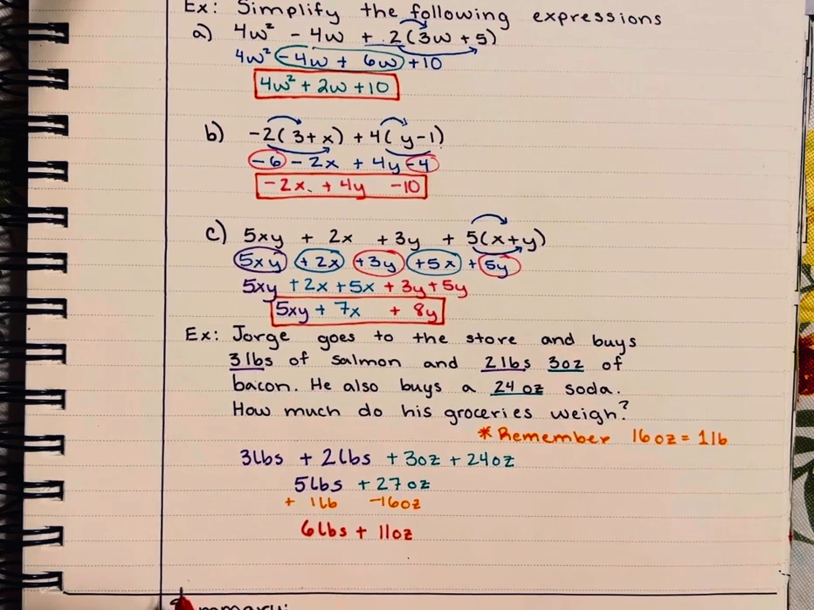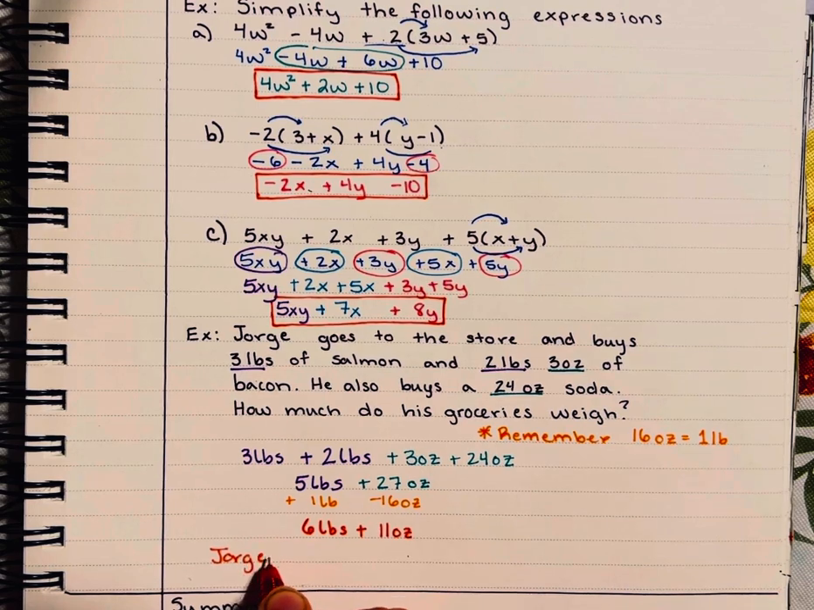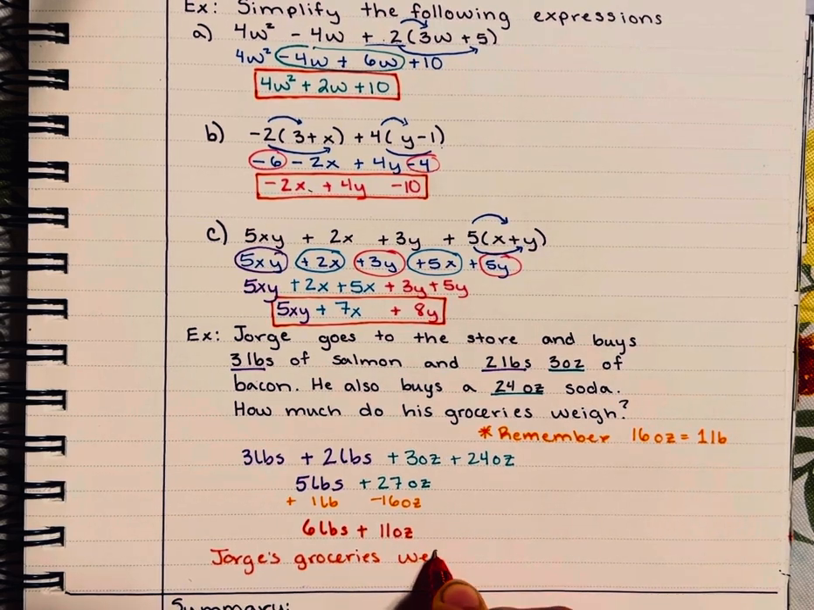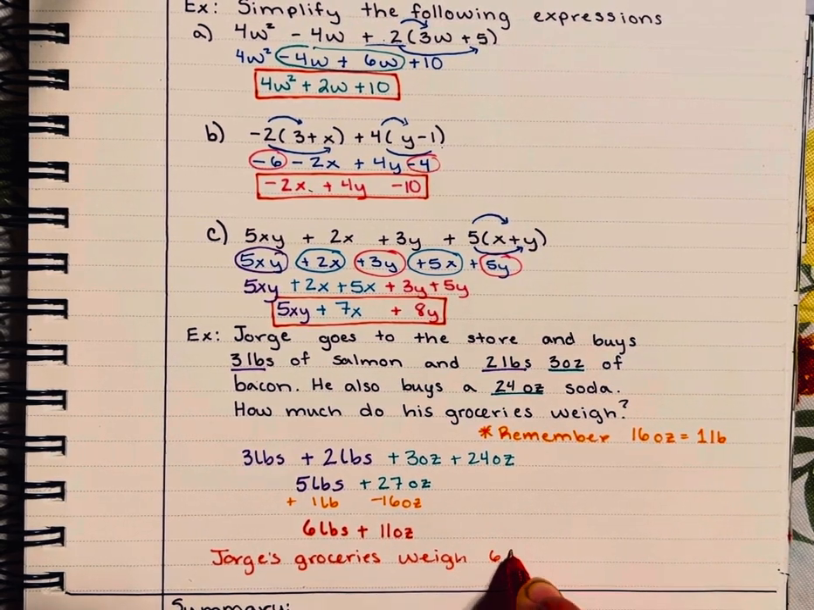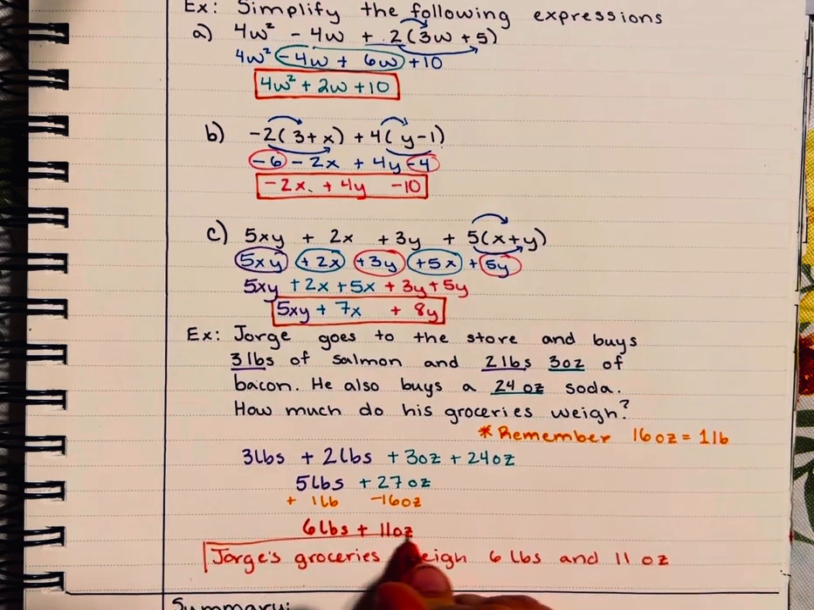So we're going to write our answer as a sentence. And so Jorge's groceries weigh 6 pounds and 11 ounces. And that would be our solution.